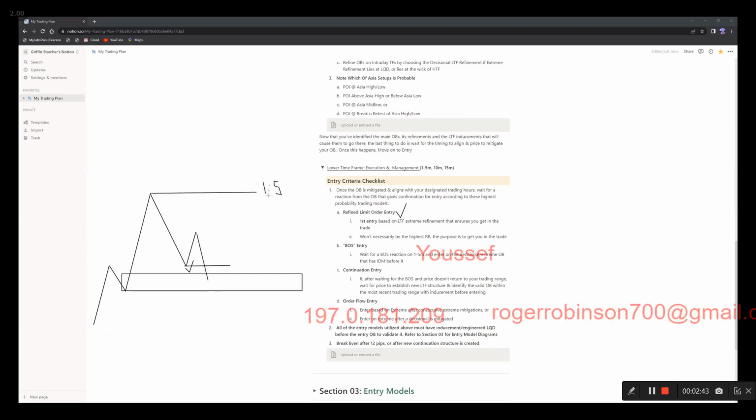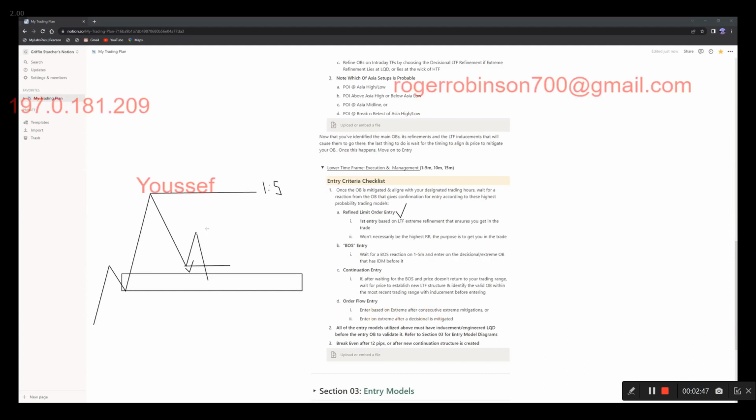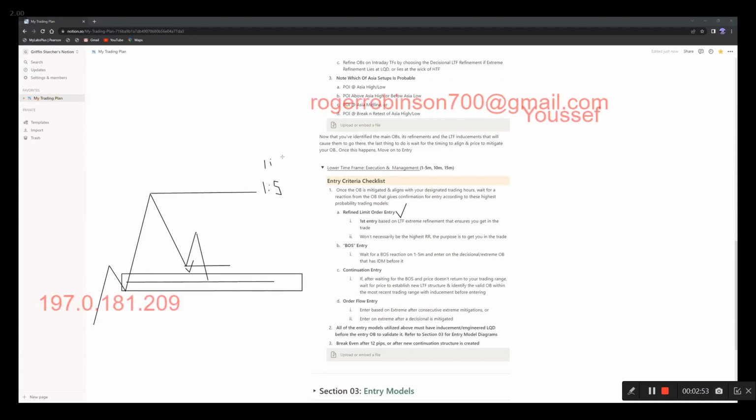It must be that. Meaning if I take a 2-hour order block, it must be a 1 to 5 or above, because RR is everything. It must be a 1 to 5. If it is not, what I will do is I will choose my refinement, and I'm going to set a limit order. My refinement must be a 1 to 7 or above for my first TP.